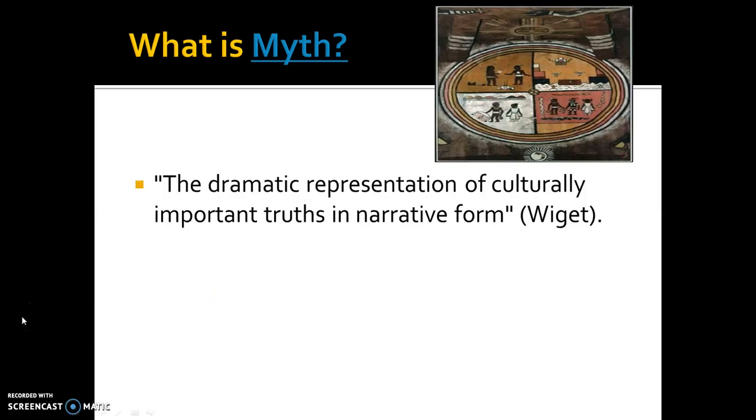So Andrew Wygant, who is one of the editors of your textbook and who wrote several essays that appear throughout the text, defines myth as the dramatic representation of culturally important truths in narrative form. So there's a lot to unpack in that definition, but culturally important truths, we're going to spend a lot of time talking about that in this presentation. And narrative basically means story.